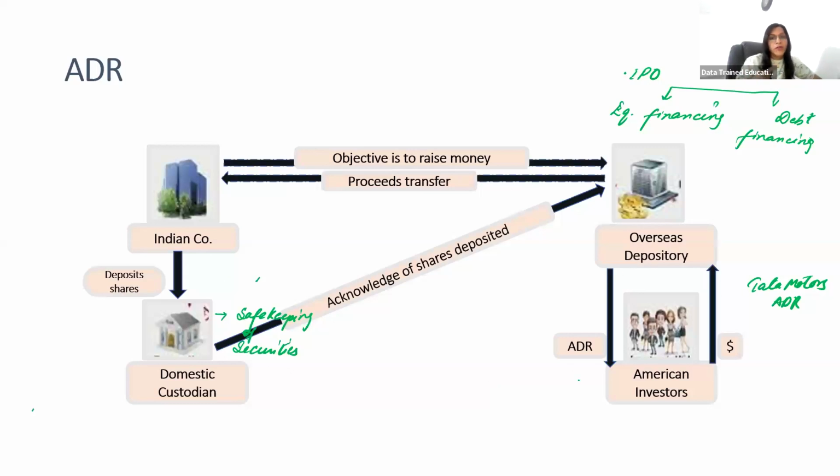Coming to the corporate action benefit, let's say this company has announced a dividend. These investors will be receiving that corporate action benefit. All the corporate action benefits will be received by these American investors. The route is the same: through the domestic custodian. The domestic custodian will provide the acknowledgement to the overseas depository. Then the benefit will be received by these American investors.